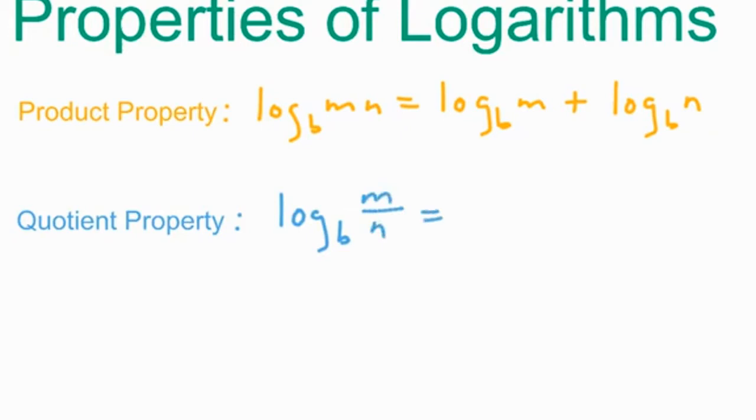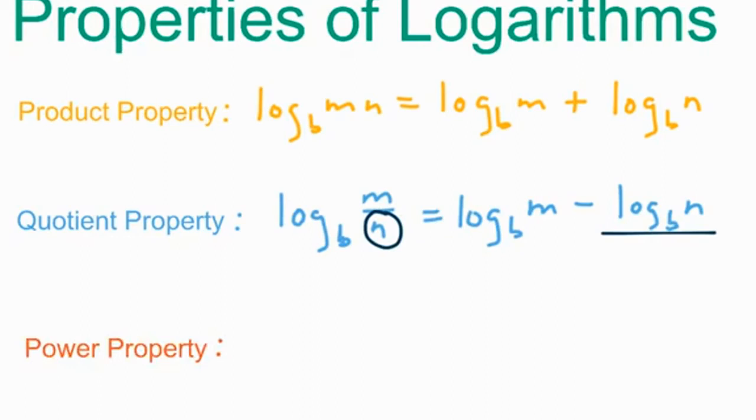Well, that would be the same thing as splitting this up into two logs that are subtracted, namely the log base b of m minus the log base b of n. Do you see what's happening here? We're subtracting logs. That'd be the same as subtracting exponents. When do you subtract exponents? That's right, when you have a division problem. So when dividing, you subtract the logs. And notice that you always subtract with the denominator. You always subtract the denominator for the quotient property.